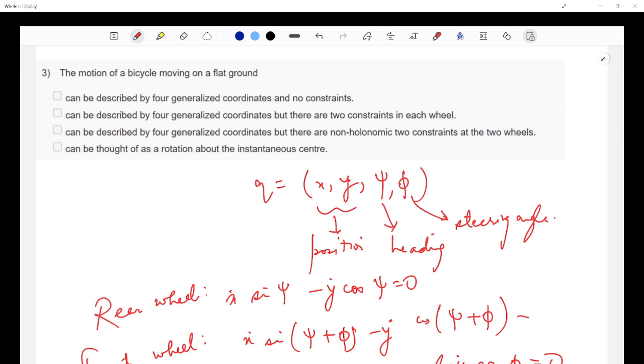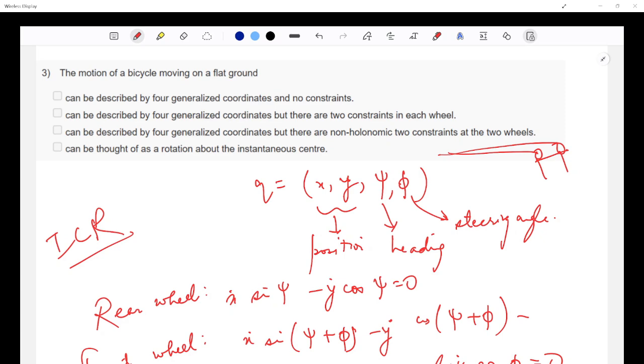So there is a very important concept, the instantaneous center of rotation, ICR. At any instant, the robot moves as if it is rotating about a point C. Both wheel velocity directions intersect at this point. That point is the instantaneous center of rotation. Okay, if it is moving in this direction, then there must be an instantaneous center of rotation about which it is rotating. So the third option here is can be described by 4 generalized coordinates, but there are non-holonomic 2 constraints at the 2 wheels.